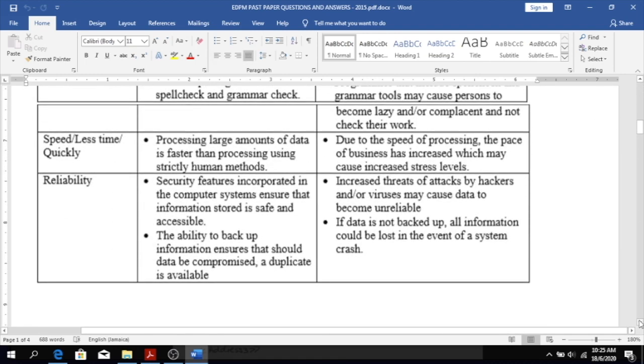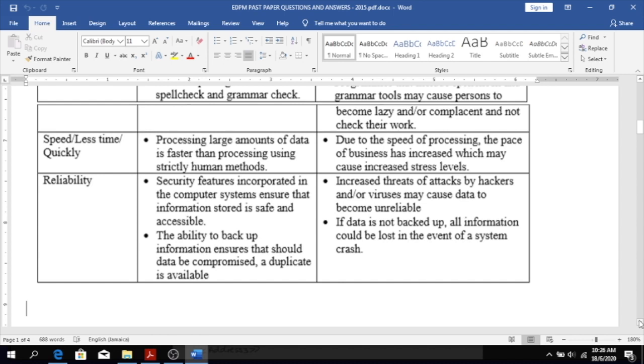The advantage of that is that the security features incorporated in the computer system ensure that information stored is safe and accessible. Another advantage: the ability to back up information ensures that if the original is compromised, a duplicate is available, right? So it's telling you that you have a backup source. If you lose it, of course, you can get it back.